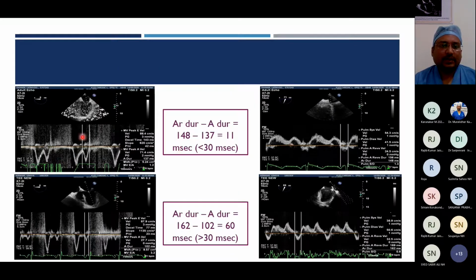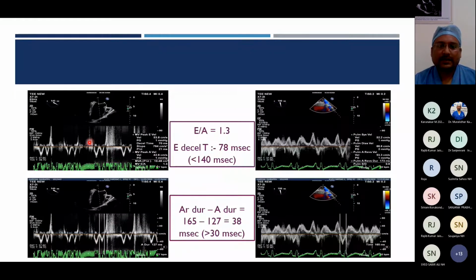So the important thing here is we have to calculate this particular thing. If AR duration minus A wave duration in mitral inflow is less than 30 milliseconds, it is usually a normal pattern. If this difference increases, that is more than 30 milliseconds, it becomes a diastolic dysfunction.